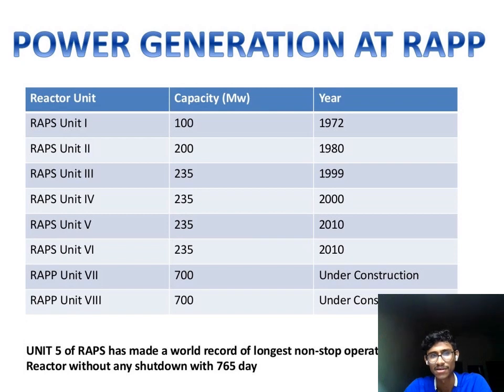The slide shows RAPS different units, their year, and their capacity. As you can see, RAPS Unit 1 was built in 1972 and its capacity is 100 megawatt. RAPS Unit 2 was built in 1980 and its capacity is 200 megawatt. Now, if I read all of this, the video will be very long. So if you want to read it, you can read it yourself.